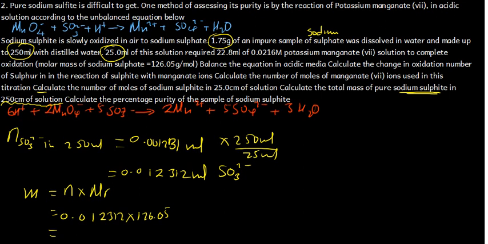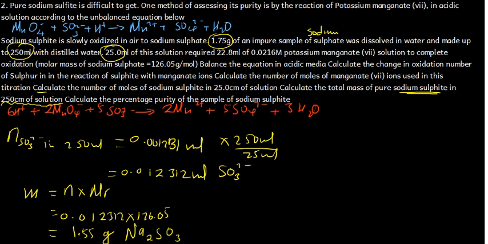So let's just punch it on the calculator: 0.012312 multiplied by 126.05. That is going to give us 1.55 grams of sodium sulfite, because the number of moles of sulfite ions are equal to the number of moles of sodium sulfite. Okay, that is what we need to get. The number of moles of the sulfite ions which you find are equal to the number of moles of sodium sulfite that are going to be there.